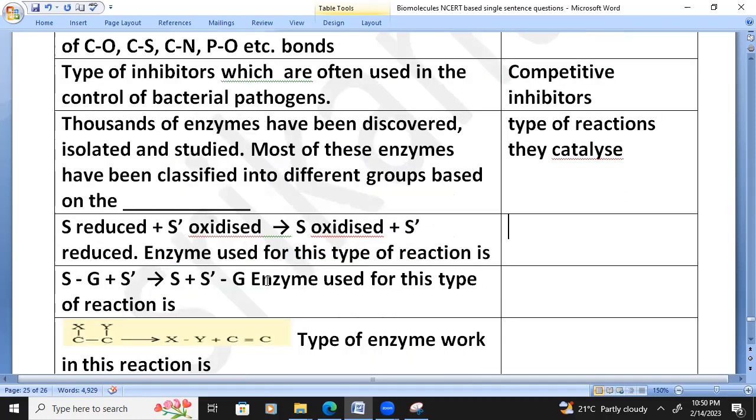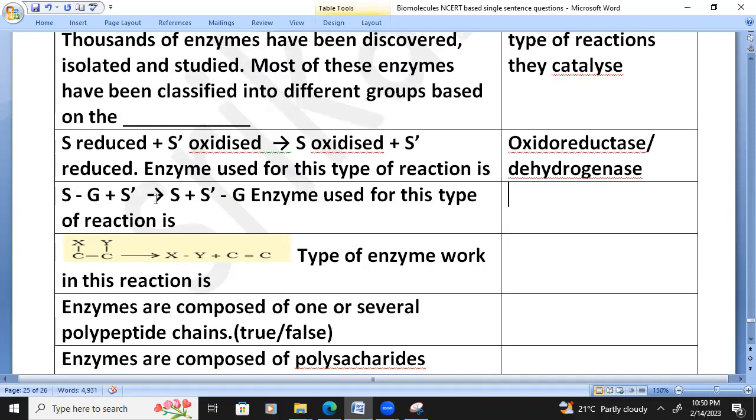So S reduced, S1 oxidized; S oxidized, S1 reduced. The enzyme used for this reaction is oxidoreductase or dehydrogenase.